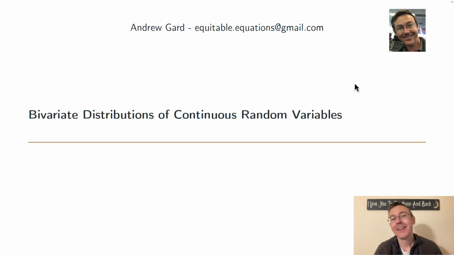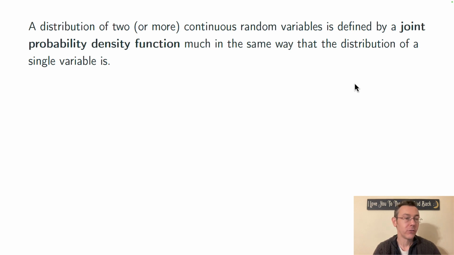Hey everybody. Today we're talking about bivariate distributions of continuous random variables. Here we're in a situation where we have two or more continuous random variables that potentially depend on one another. And those probabilities are going to be defined by a joint probability density function, a joint PDF. And this is going to work in much the same way as for distributions of a single random variable.